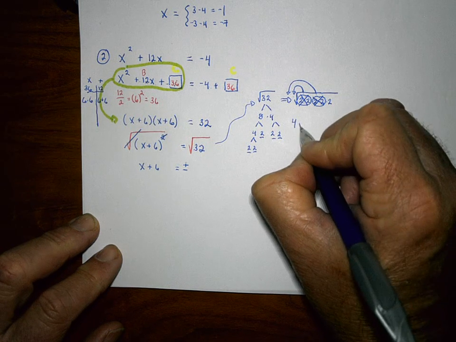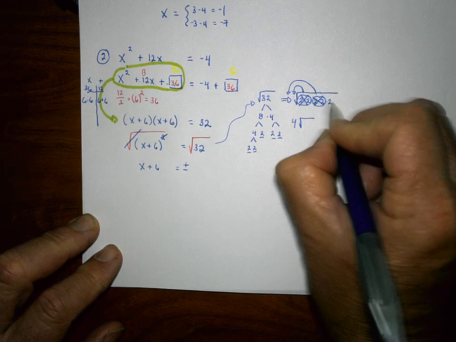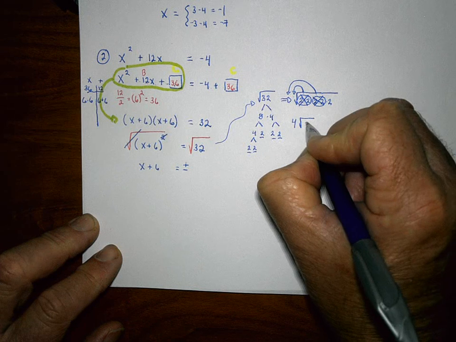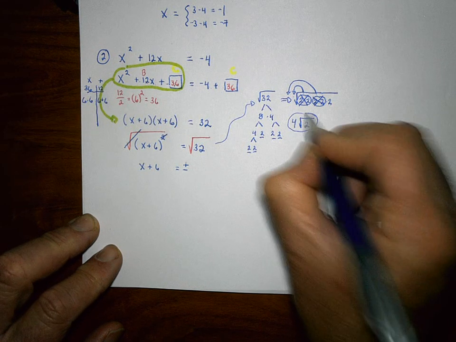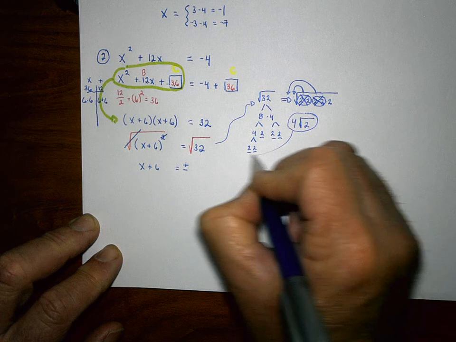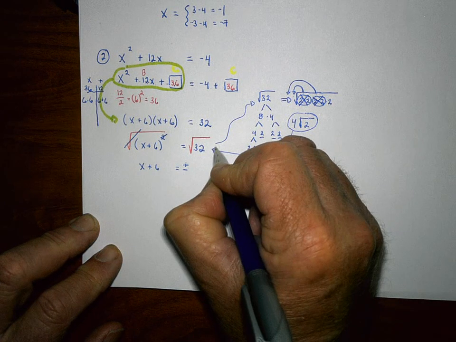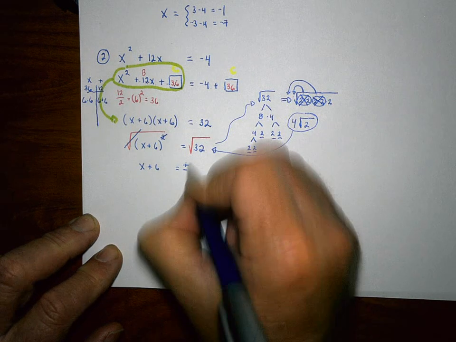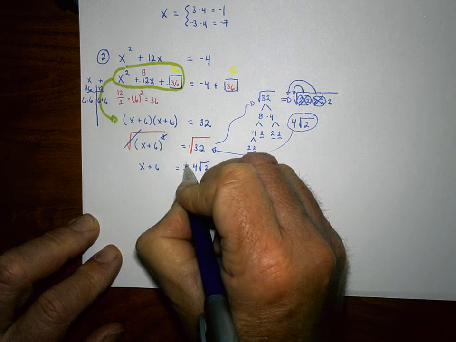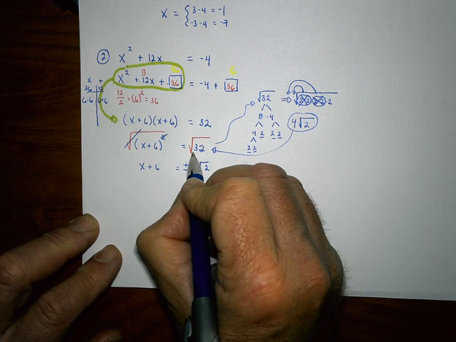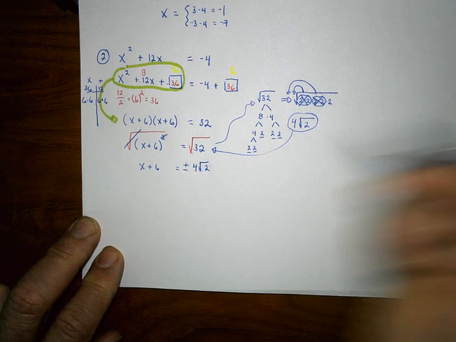And then you can see left over, because I can't pair that 2 up with anything, I have a 2. So that means that this right here, 4 square root of 2, is the simplified version of the square root of 32. So I'm going to put this right here, plus or minus 4 square root of 2. So the square root of 32 simplifies to plus or minus 4 square root of 2.